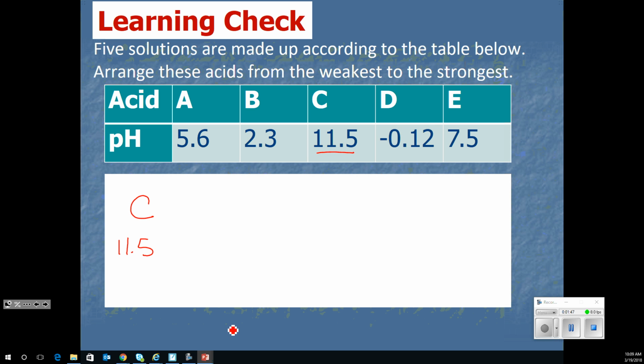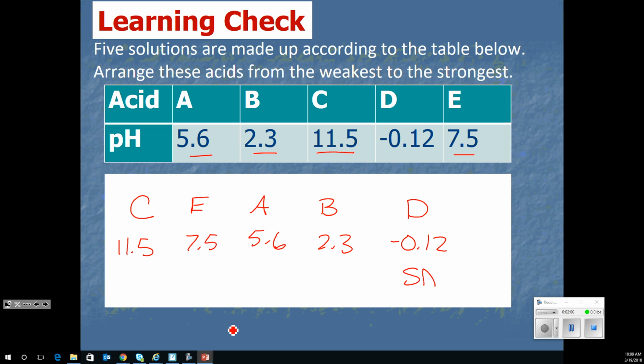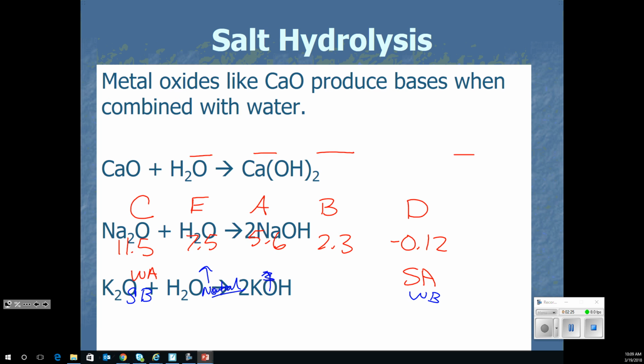So we've used that one. Then we would go to E at 7.5. So we've used that one. And then we would go to A at 5.6, B at 2.3, and D at negative 0.12. This being our strongest acid, this being our weakest acid, and our strongest base and our weakest base. Okay, with E being about as close to neutral as we can get with what we've given. All right, so let's go forward.